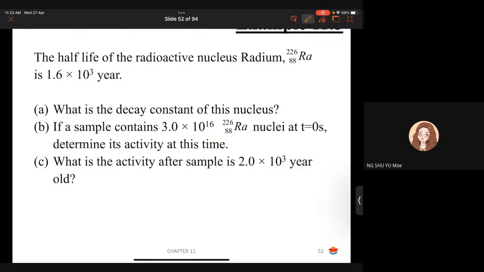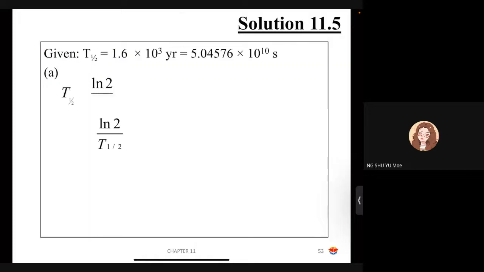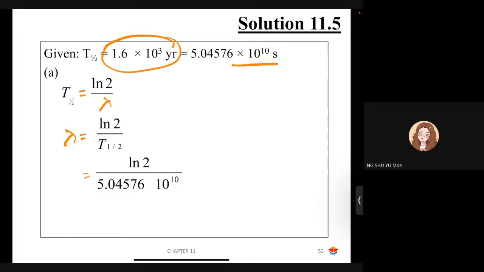Okay, tengok soalan lagi. Dia bagi T half of the radium nucleus, dan dia suruh cari decay constant. Again, they ask you to find lambda. You ada T half. Apa formula T half? T half sama dengan ln 2 over lambda. You want to find lambda, so lambda sama dengan ln 2 over T half. T half you dah ada. Dalam kes ni dia tukar T half kepada second.